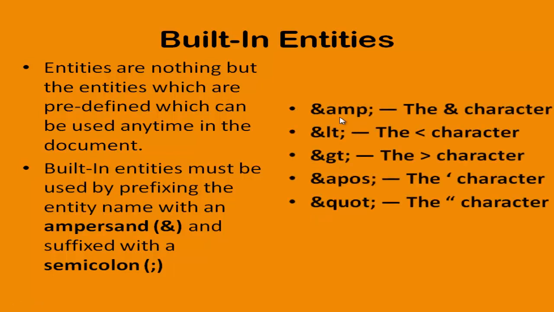So you can notice, consider if I need an ampersand character, then I need to use the built-in entity ampersand AMP semicolon. If I need a lesser than character, instead of directly using the lesser than character, I can use the built-in entity ampersand LT semicolon. Similarly for greater than, apostrophe and quotations.